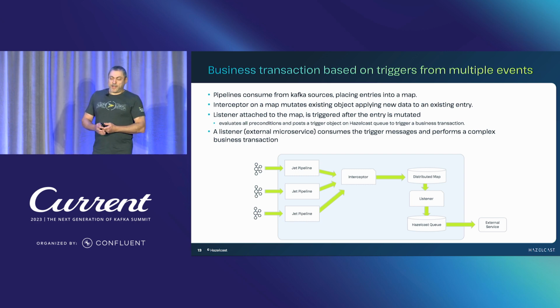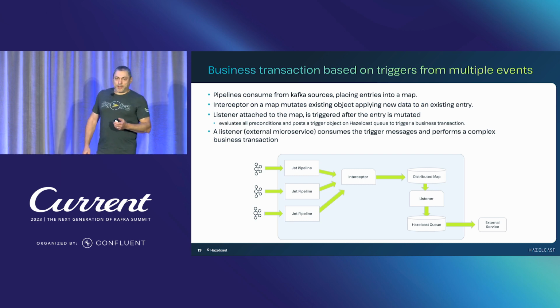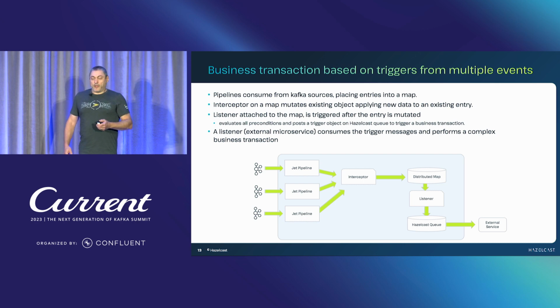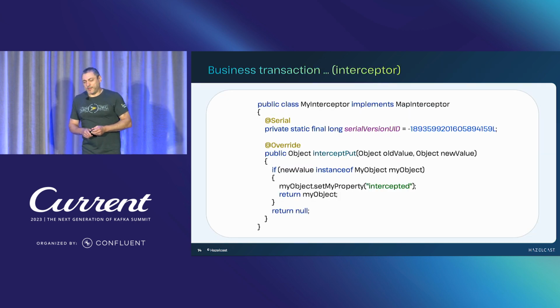We attach the interceptor to the map, and I'll show you an example of this interceptor. This interceptor mutates the entries and writes mutated objects to the map. A listener attached to the map then determines when the data should be published and publishes, in this case, I put as an example to a Hazelcast queue, and you have an external service listening on that queue that performs a complex business transaction. So here's an example of the interceptor.